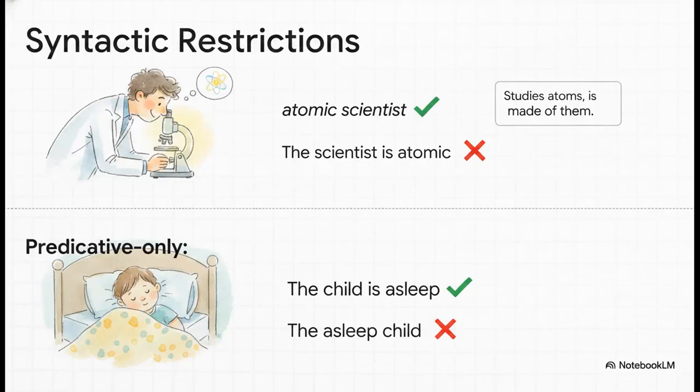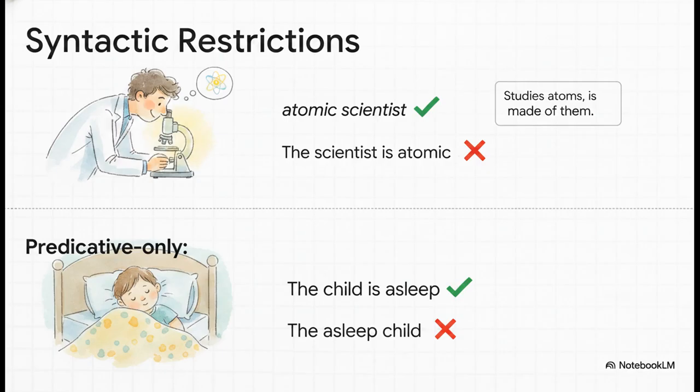On the syntax side, some adjectives are highly restricted and simply cannot move freely between those central positions we talked about. For instance, denominal adjectives, which are derived from nouns, like atomic in the phrase atomic scientist, can only be used attributively. The scientist themselves isn't atomic, they study atoms. Conversely, some adjectives are predicative only. These typically reference temporary health or emotional conditions, like being afraid, alone, or asleep. You can say, "the child is asleep," but you definitely wouldn't say "the asleep child."